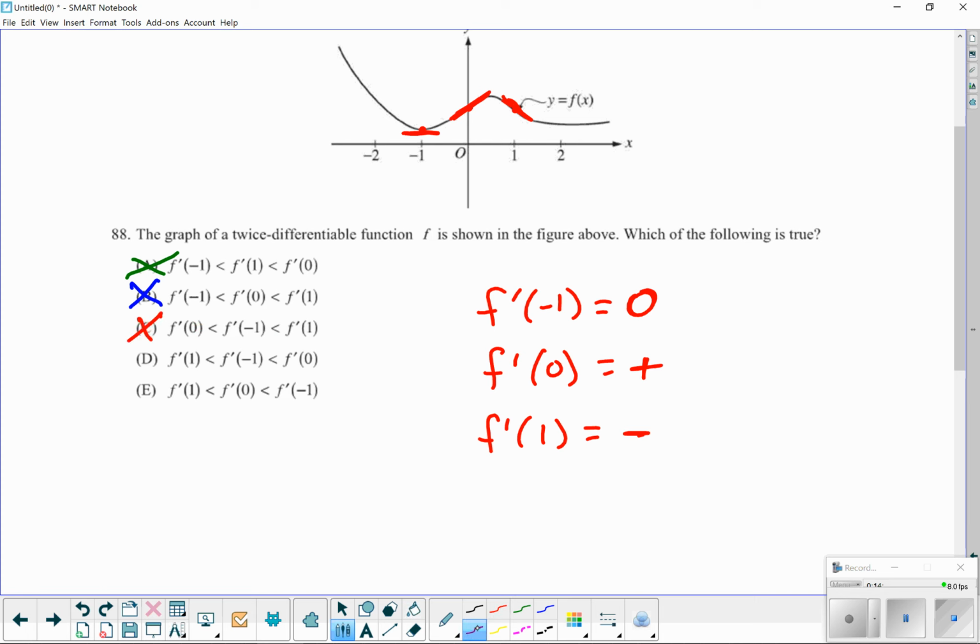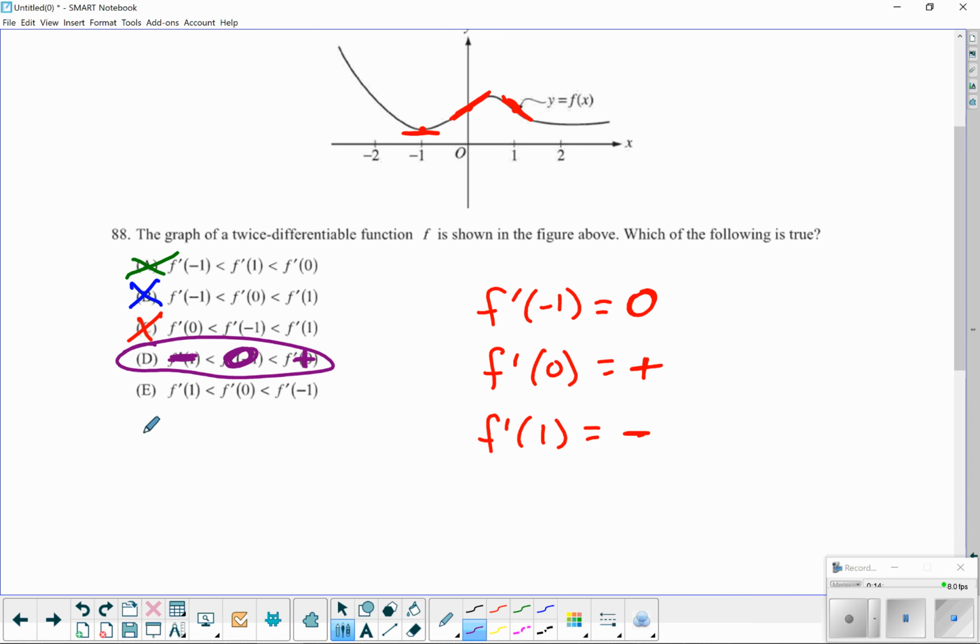Okay. f prime of 1, which is negative, right? So this one's saying the negative is smaller than f prime of -1. f prime of -1 is 0. So negative is smaller than 0. That's true. And then that's smaller than f prime of 0, which is positive. This one looks like it's going to be true. Positive is bigger than 0, and 0 is bigger than negative. So I'm going to have to go with this one.